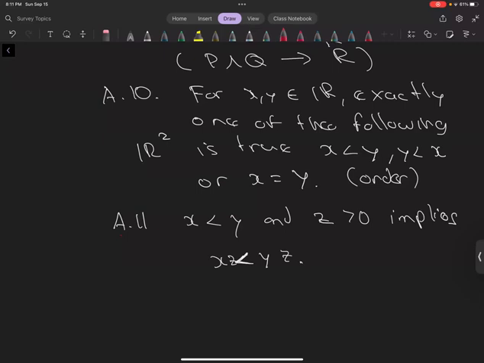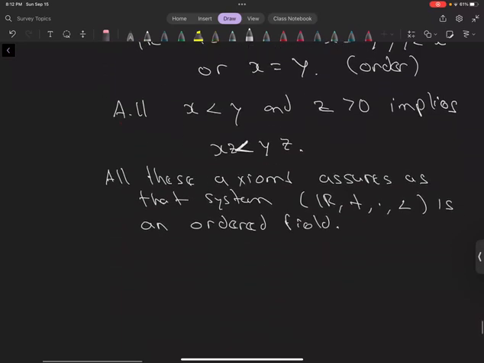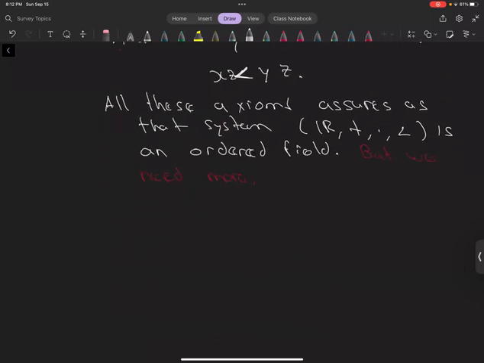This list of properties assures us that the system is an ordered field. But we need more. I don't know if you guys can see the Matrix. Agent Smith, the bad guy, says more. Okay, we need more. So what do we need? We already said your real numbers are a line. You have numbers, one is bigger than the other one, etc. What else can we say?